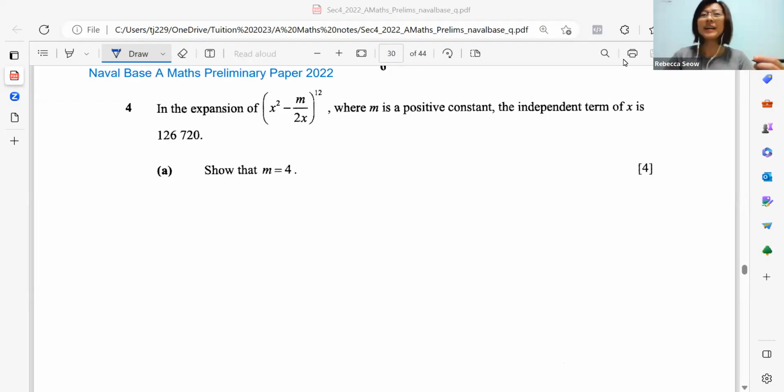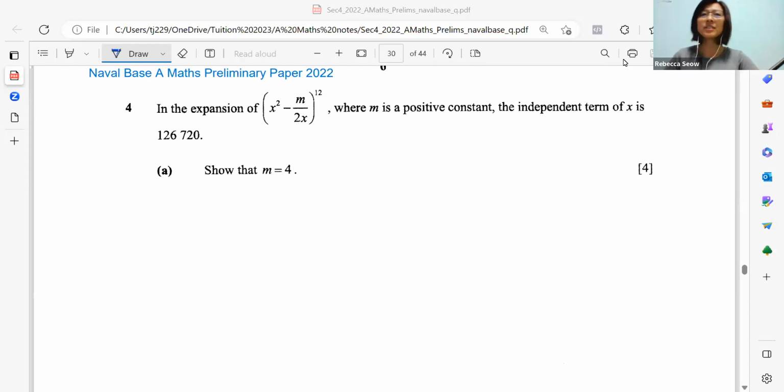Hello, today I will be going through a question taken from Naval Base Secondary School, AMATS Prelim Paper 2022. This is a question on binomial theorem. It says, in the expansion of (x² − m/(2x))^12, where m is a positive constant, the term independent of x is 126,720. Show that m is equal to 4.